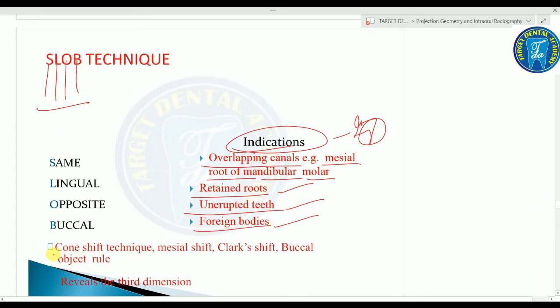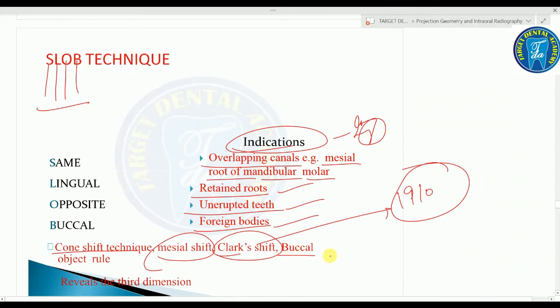It is also called the cone shift technique, the mesial shift, the Clark's shift. Why is it known as the Clark's shift? Because it was described by Clark in the year 1910. It is also called the buccal object rule, and it reveals the third dimension.